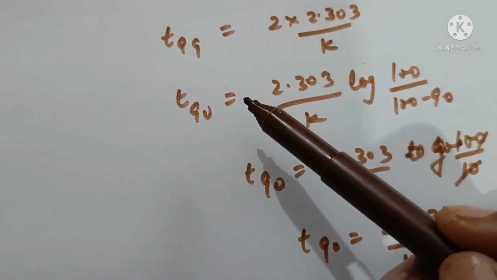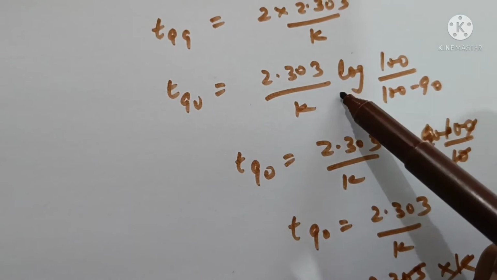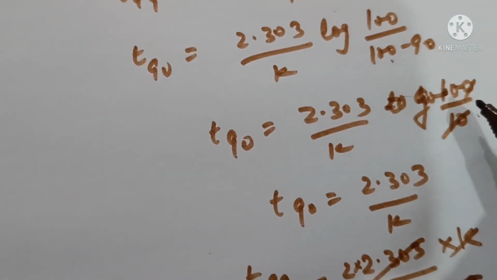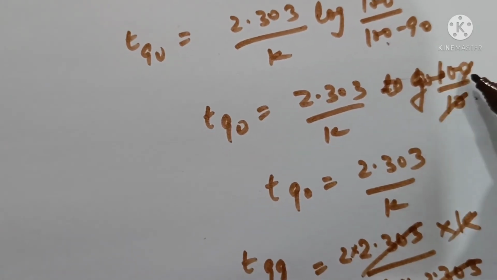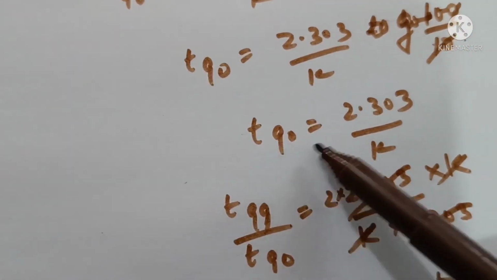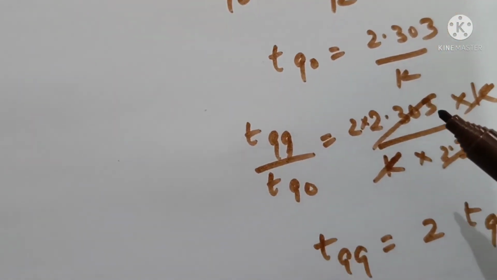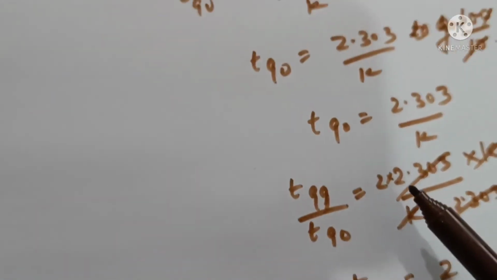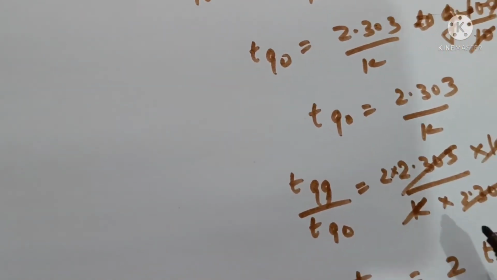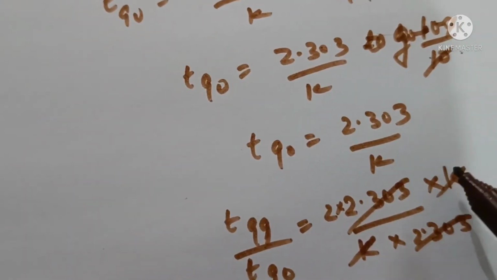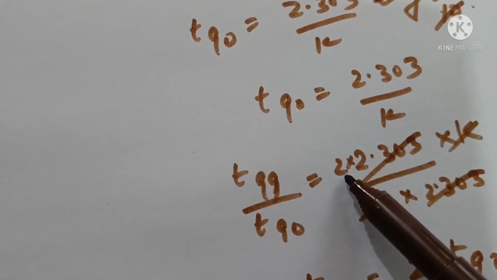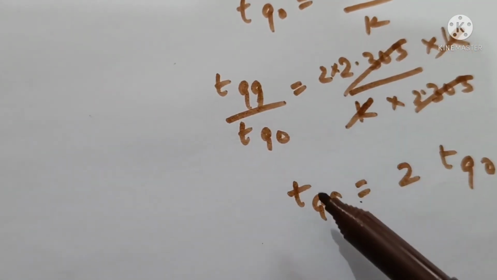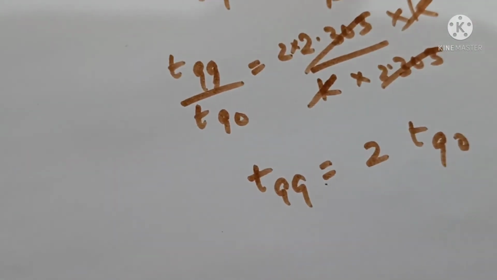But for 90% reaction, the equation will be 2.303 upon K log of 100 upon (100 minus 90), which is 100 upon 10, which on cancelling out is log 10, which is 1. So the equation becomes t90 is equal to 2.303 upon K. So dividing t99 by t90, we get 2 into 2.303 upon K divided by 2.303 upon K. These cancel out and the answer left is 2. So t99 upon t90 is 2, or t99 is equal to 2 times t90.